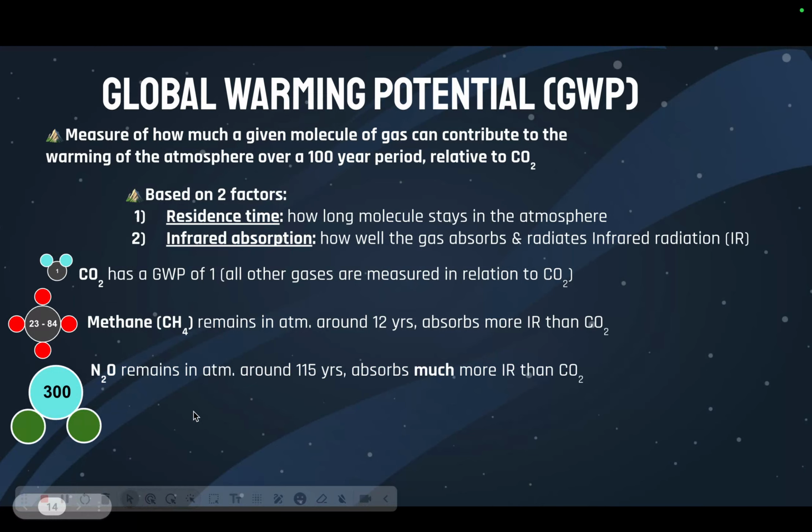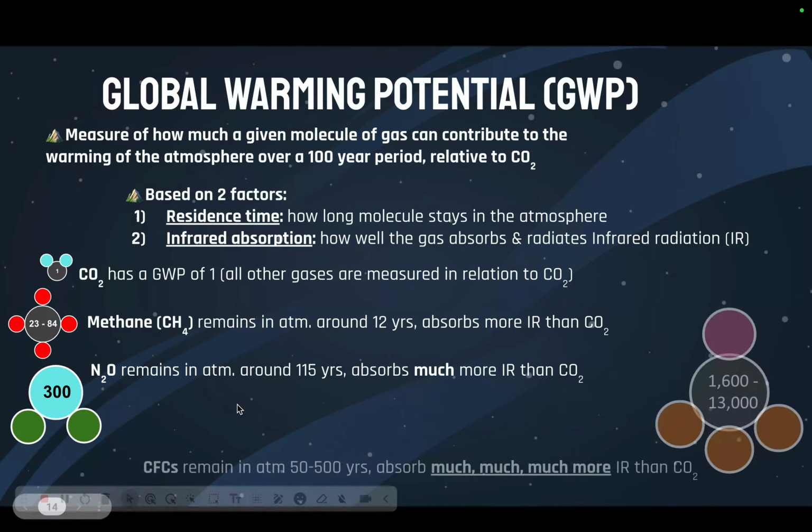Nitrous oxide, the reason that we talk about nitrous oxide in this class, is because it remains in the atmosphere about 115 years, and it absorbs much more IR than CO2. And it gets a GWP score of 300.